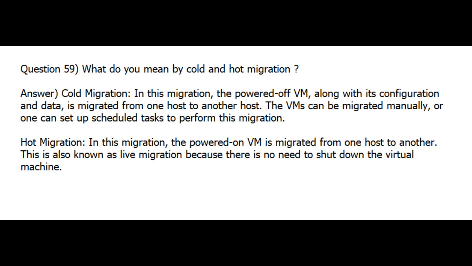Question 59. What do you mean by cold and hot migration? Answer. Cold migration. In this migration, the powered-off VM, along with its configuration and data, is migrated from one host to another host. The VMs can be migrated manually, or one can set up scheduled tasks to perform this migration. Hot migration. In this migration, the powered-on VM is migrated from one host to another. This is also known as live migration because there is no need to shut down the virtual machine.